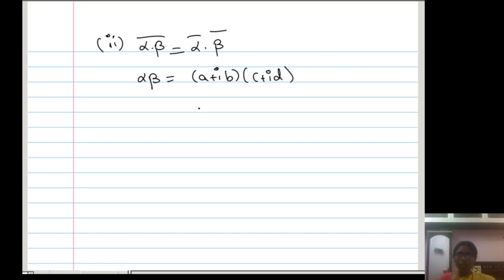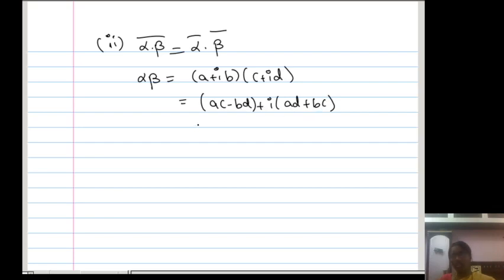So what is the second one? Alpha beta whole bar equals alpha bar into beta bar. That I have to prove. So what is the LHS? First the multiplication, alpha beta. What is alpha beta? A plus iB into C plus iD. Do the multiplication. You are getting AC minus BD plus i into AD plus BC. You do the simplification, you are getting it like this. In multiplication, the real part is AC minus BD, and the imaginary part is AD plus BC.